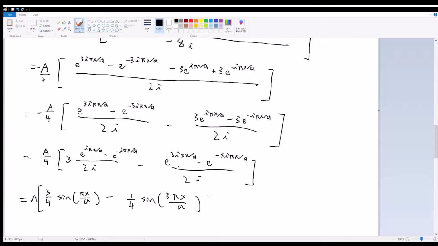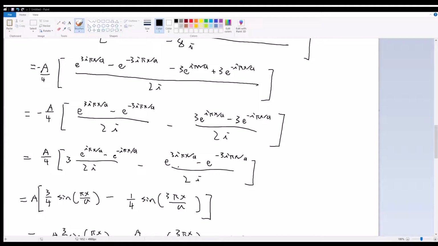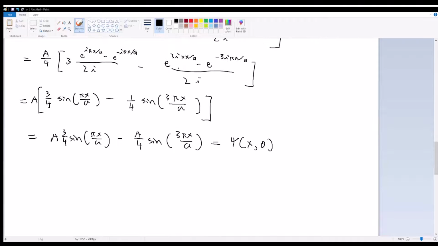And at this point, this is just going to equal a times 3/4 sine pi x over a minus a over 4 sine 3 pi x over a. And remember that this is equal to psi of x comma 0. So at this point, we can look back on our infinite square well and realize that the infinite square well wave functions are just sinusoids. So let me pull those up.